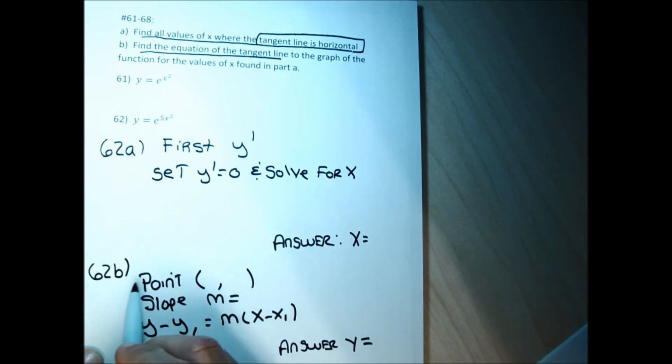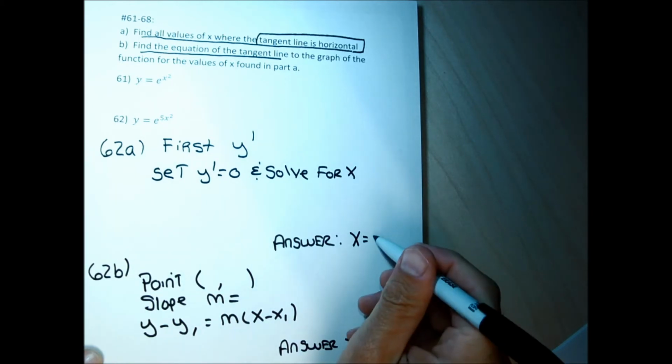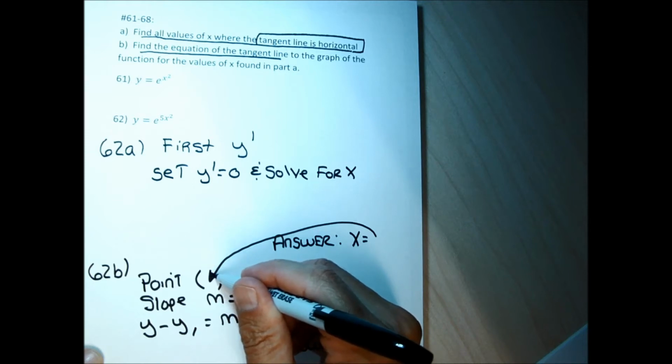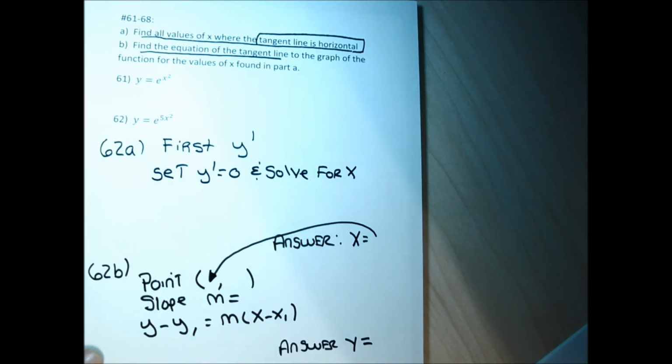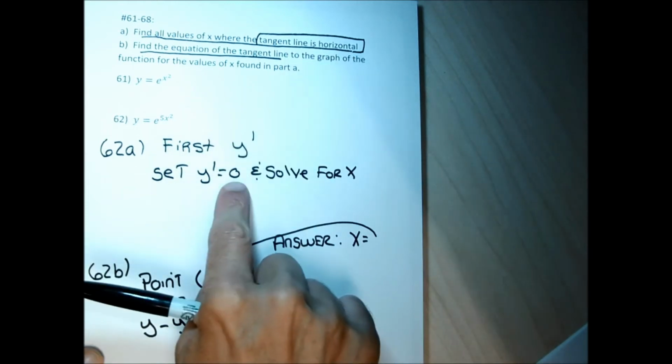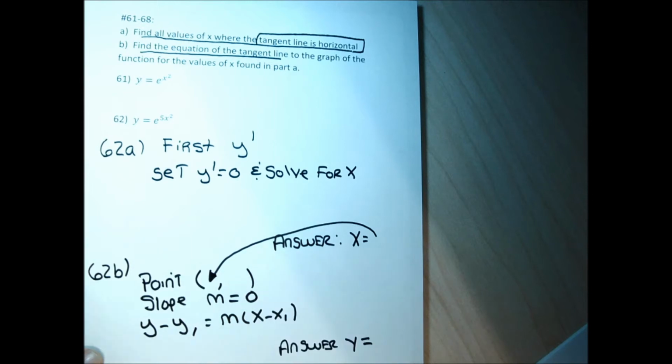The nice thing about getting started on part B is I'll have most of what I need. The answer to part A is going to be the x coordinate of the point that I'm going to need to do part B. I won't know the y coordinate, I'll have to do some algebra for it. And the slope for part B is going to be 0, because horizontal lines have 0 slope. All right, so that's enough to get started.